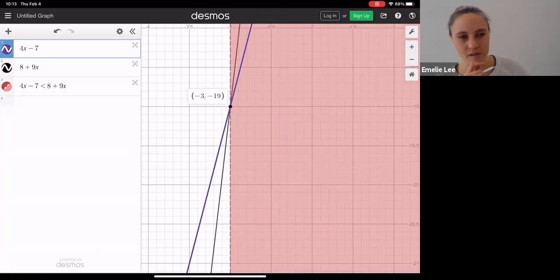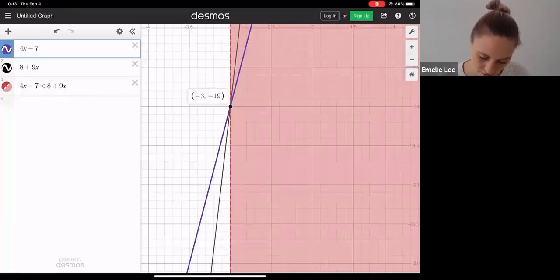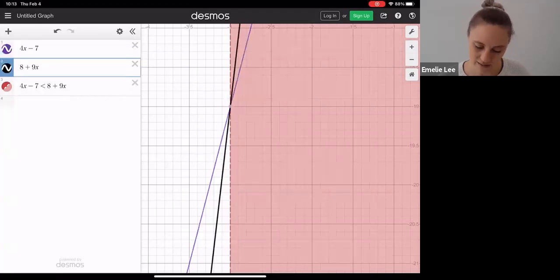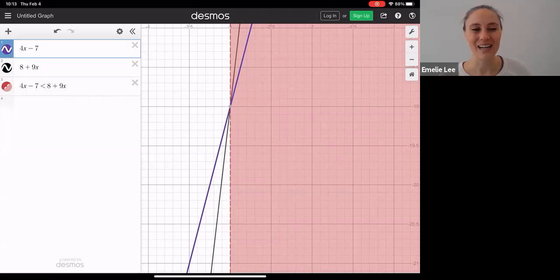Sorry, it's catching up. Okay, so what we found is that the intersection is negative 3, negative 19. Negative 3 is the value of x that we found, so that matches what we found. But the purple line is 4x minus 7, and the black line is 8 plus 9x. So the condition was that this purple line has to be less than the black line. Even for me, and I've done these a lot, I have a really hard time seeing which line is less than the other. So that's why using Desmos like this is really handy for me, because then I can see that the outputs are less for the purple line than the black line in this red region. Okay. So play around with Desmos to see what's going on.